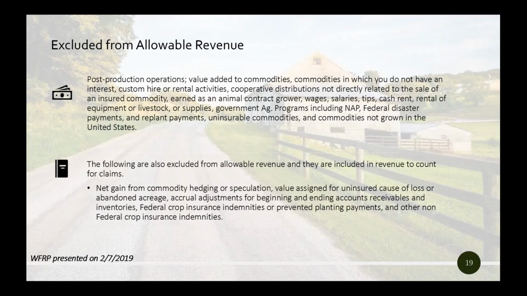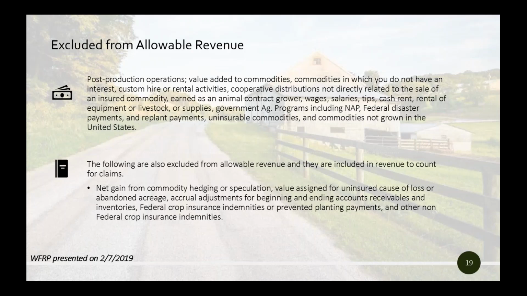Wages, salaries, tips, cash rent, rental of equipment or livestock, supplies, government ag programs, including NAP, federal disaster payments, and repayments. Uninsurable commodities and commodities not grown in the United States. So if you're up in Pennsylvania, I'm not sure what the opportunity is to have some land in Canada, but in the Midwest, up in the Dakotas, maybe Montana, that sometimes happens where there'll be some revenue from some land up in Canada. So remember what the slide says. These are items that are excluded from allowable revenue.